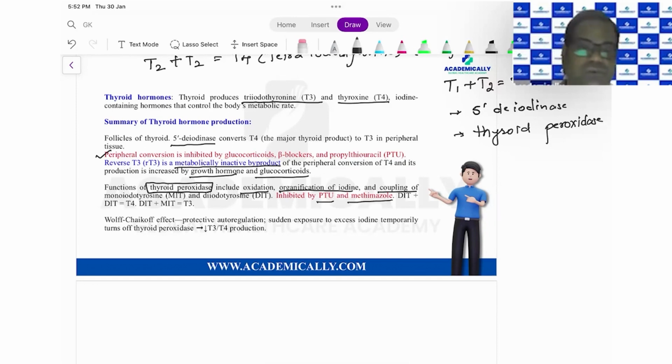Propylthiouracil and methimazole. Hence you will realize that when we are treating hyperthyroidism or thyrotoxicosis, the drugs that we give are propylthiouracil and methimazole. These are the primary drugs that we give. Beta blockers and glucocorticoids are additional drugs which help us to control the hyperthyroidism or thyrotoxicosis better. But mainly what we are going to give is propylthiouracil and methimazole.